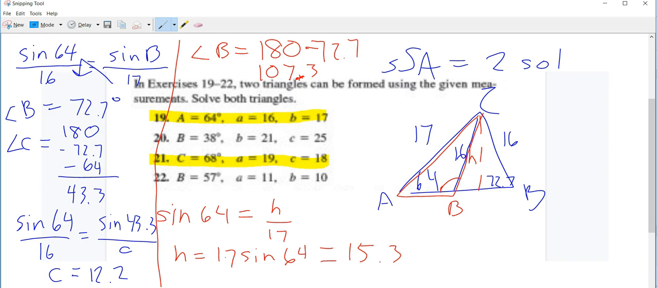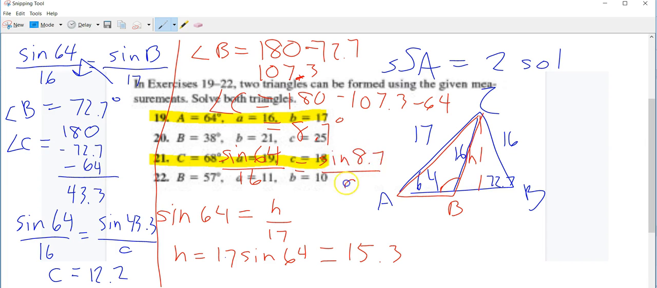I know. Okay, so angle C would be found by taking 180 minus 107.3 minus 64. So it's got to be pretty small. 180 minus 107.3 minus 64. 8.7 degrees. It's a frigid angle. And then back to the law of sines. Sine 64 over 16, and sine of 8.7 degrees over side C.